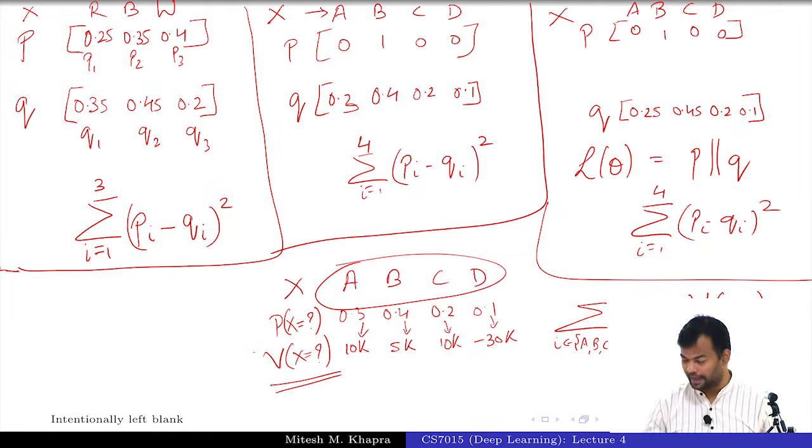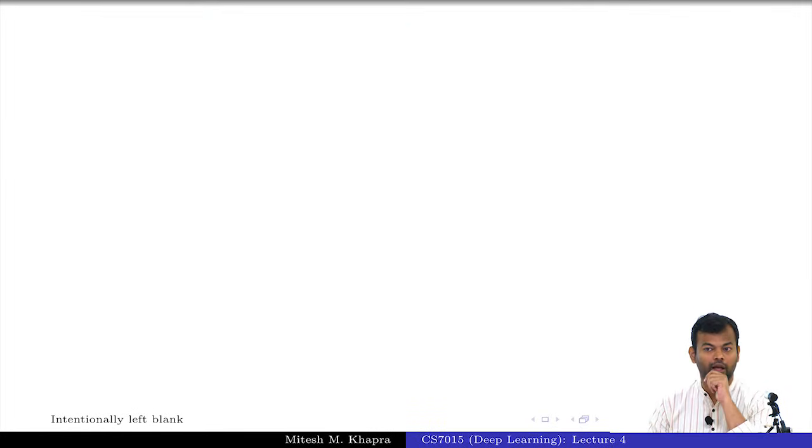So this is the background that we need. Now I'll just go on to the next slide. And now we'll talk about entropy first, perhaps information content first, then entropy, and then cross entropy, okay? So now what is information content?